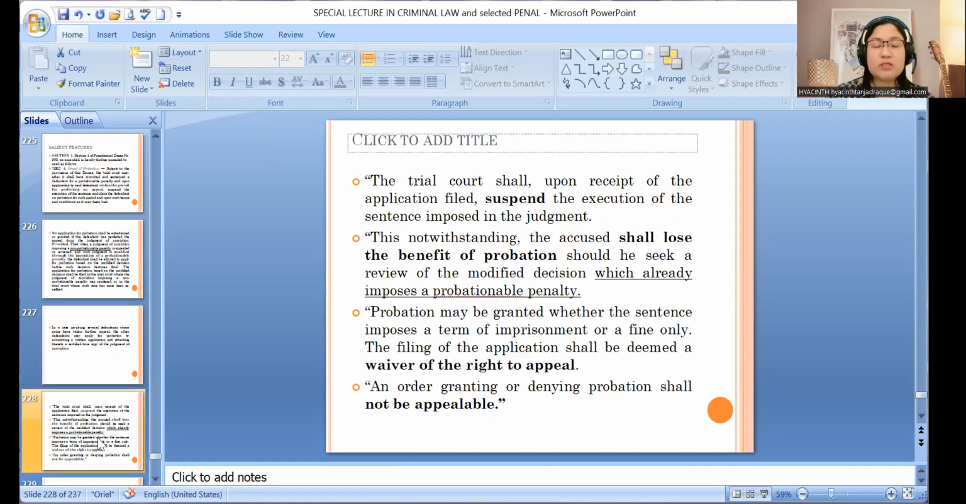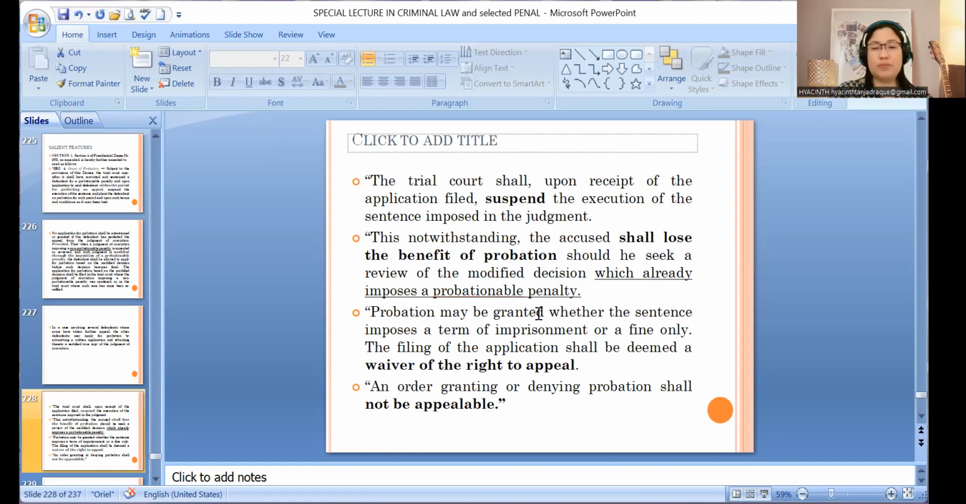The trial court shall, upon receipt of the application, suspend the execution of the sentence. Notwithstanding, the accused shall lose the benefit of probation should he seek a review of the modified decision which already imposes a probationable penalty. So here, if he appeals despite the fact that the trial court already imposed upon him a probationable penalty, and he is not able to get a favorable judgment in the appellate court, that is actually a waiver of his right to avail of probation.